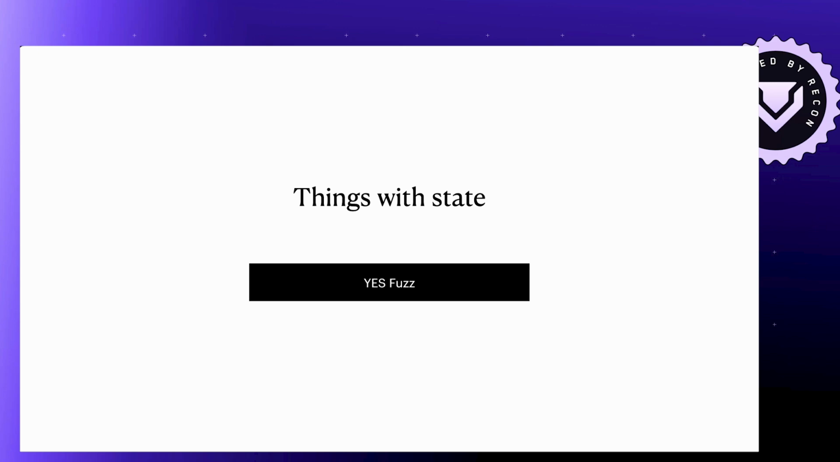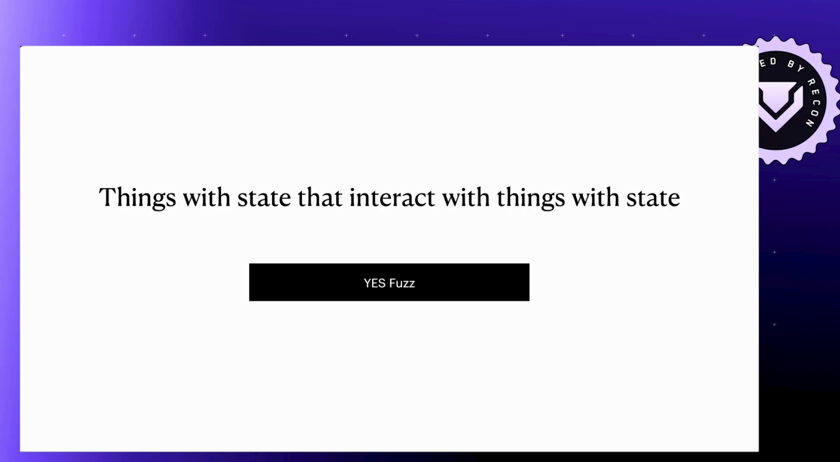Things with state are perfect to fuzz, because fuzzing can do the state transitions for you automatically, and check at each possible step that things are still correct. And that even gives you a further benefit: your system might allow some state transitions that you didn't even think were possible, but your code allowed them. Things with state that interact with things with state, same thing. Good candidate for fuzzing.